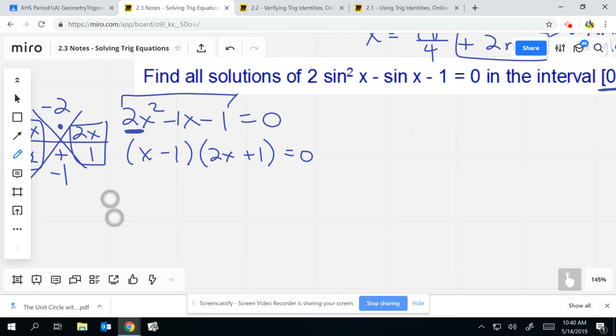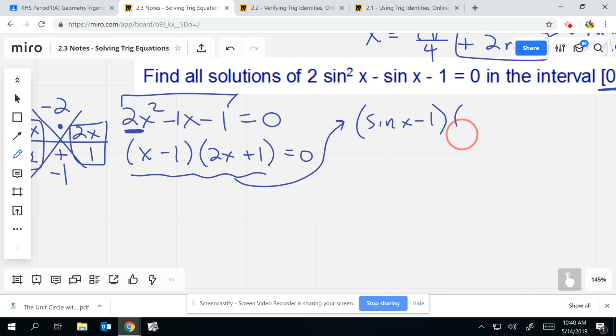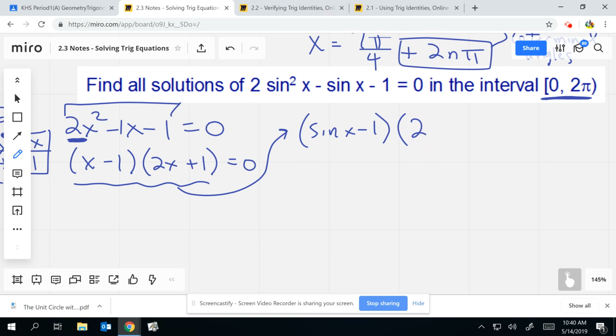We do the exact same thing in trig. I would actually solve it like this without putting in the signs, because why do I want to write sine a ton of times? Now that I know my parentheses, I can just convert that into sine x minus 1 and 2 sine x plus 1 equals 0. So now I can just convert my Algebra 1 problem to a trig problem just by putting the sine in front of the x. I want to know what angles would make this equal a 0 here.